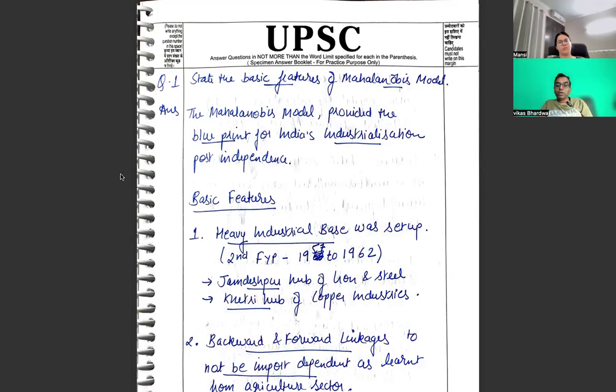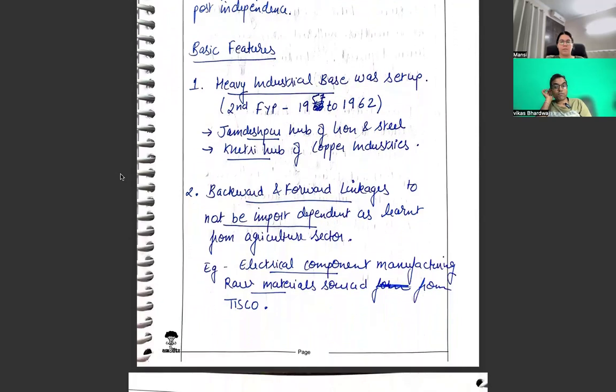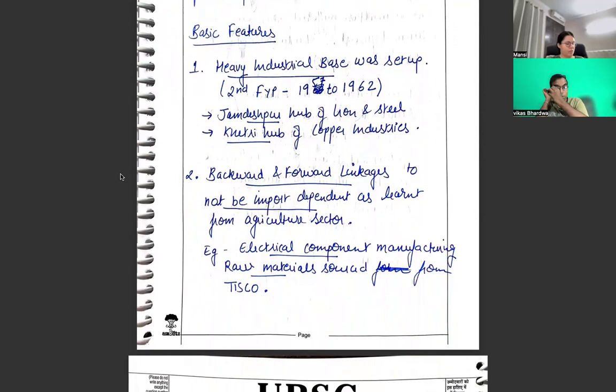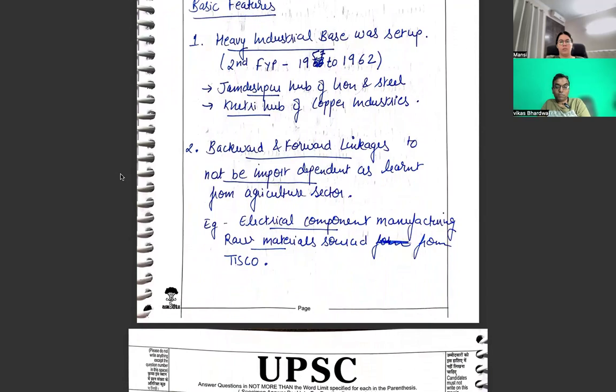Blueprint for India's industrialization post-independence. Agreed. Okay, that I agree. Heavy industrial base was set up. Second five year plan to fifth five year plan, that is 1962. Okay. Jamshedpur hub of iron and steel. Khetri hub of copper mines. That is the basic feature.